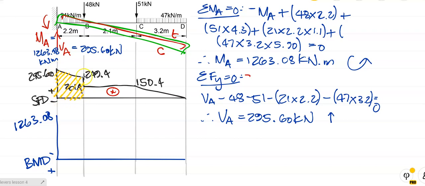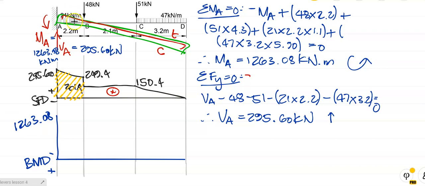It's that side plus that side, so it's 295.60 plus 249.4 added together times the distance between the two, which is 2.2. Okay, do the calculation and check that you get the same value that I do. And what did you get? Yes, you should have gotten minus 663.58.